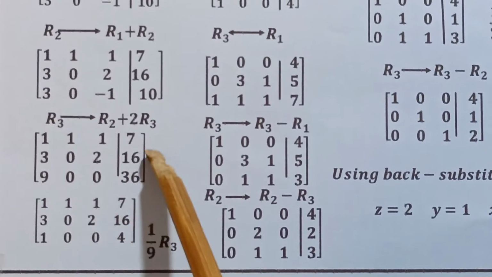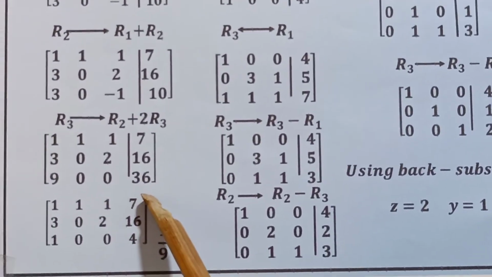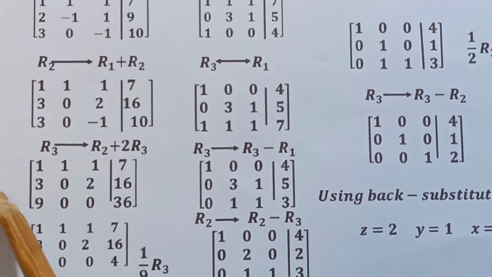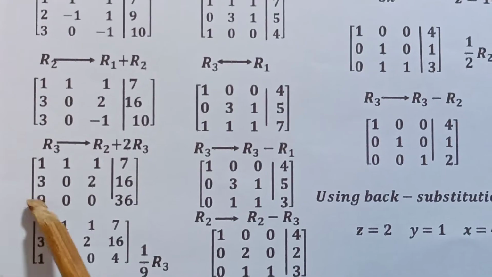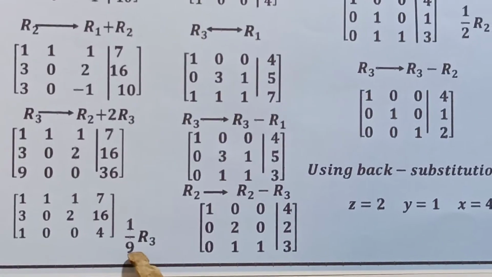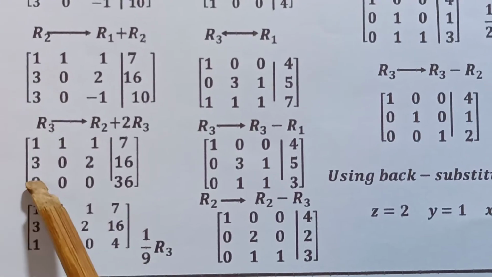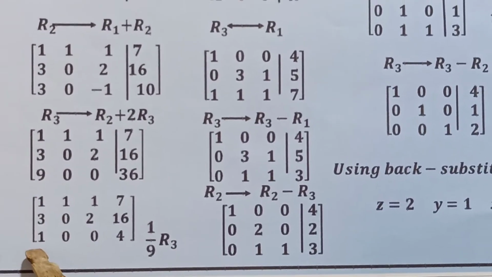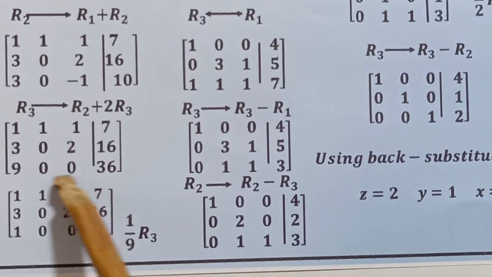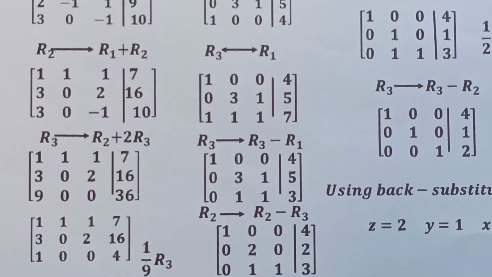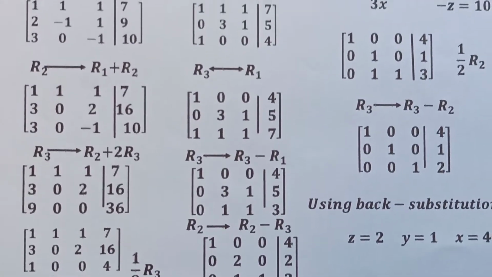We now have here another form of the augmented matrix. As you can see, the third row can be simplified. We just divide the third row by 9, or multiply it by 1 over 9. So 9 divided by 9 is 1, and 36 divided by 9 is 4. So we now have the answer for that operation.